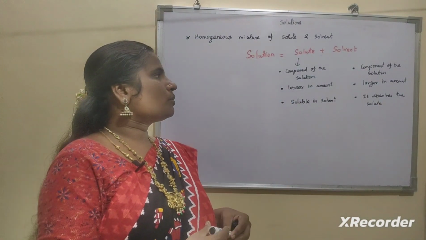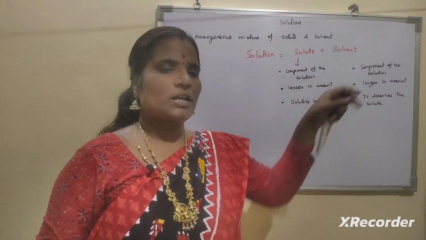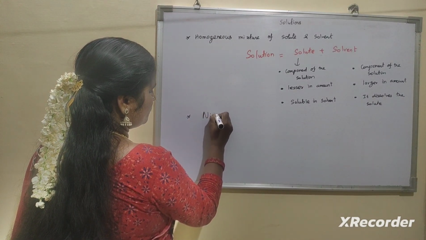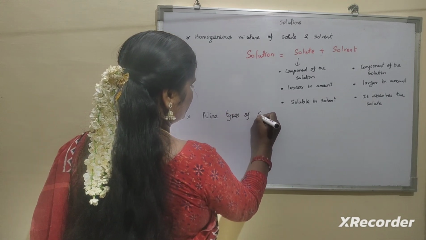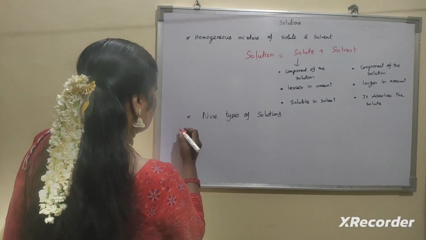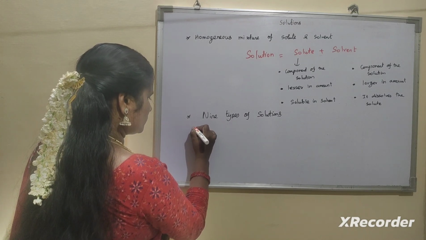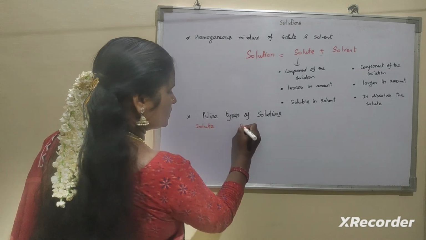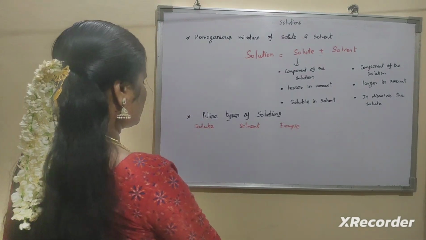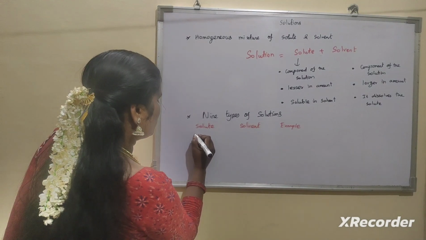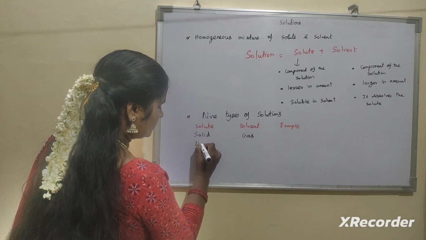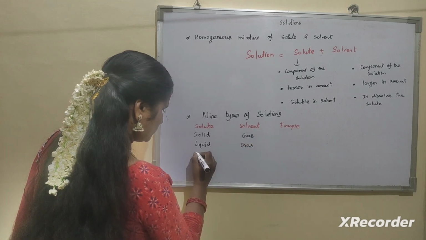Based on the phases of solute and solvent, we have 9 different types of solutions. So there are 9 types of solutions. The first one, we put it as a table: solute, solvent and example. First we see a solid as solute and gas as the solvent.